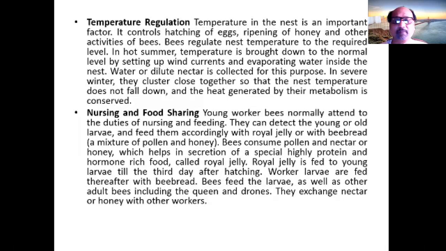Bee bread is nothing but a mixture of pollen and honey. The bee consumes pollen and nectar or honey, which helps in the secretion of a special, highly protein- and hormone-rich food called royal jelly. Workers are fed on it, and again produce royal jelly, which is fed to the queen and to the larvae for the first 3 days. Worker larvae are fed thereafter with bee bread. This feeds the larvae as well as the other adult bees, including the queens and the drones. They exchange nectar or honey with the other workers.